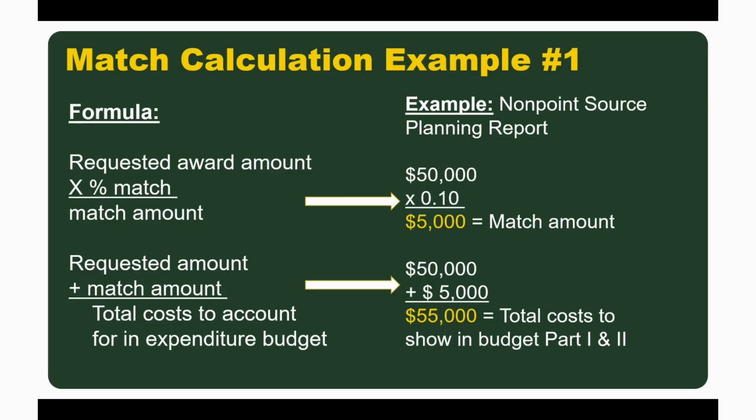A simple example using these two formulas is on the right-hand side of the slide. If you're applying for a non-point source planning report for green infrastructure and are requesting $50,000, you would multiply $50,000 by 0.10 to get a match amount of $5,000. The total cost for the NPG budget for this application would be the requested amount, $50,000, plus the calculated match amount, $5,000, for a total cost of $55,000. This would be the amount to be detailed in the budget worksheet for your NPG scope of work.